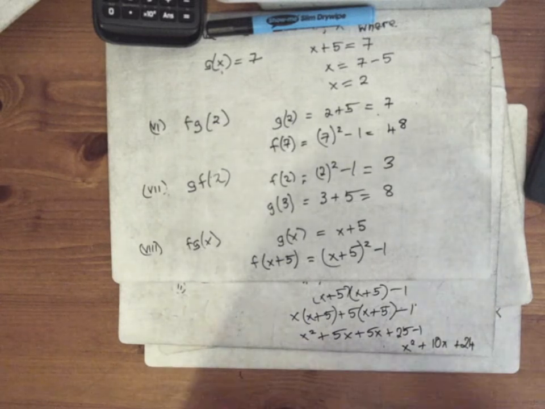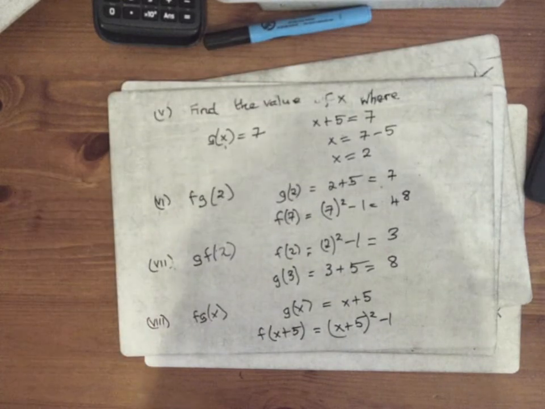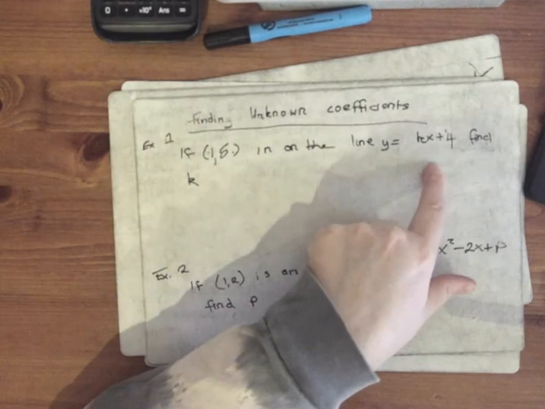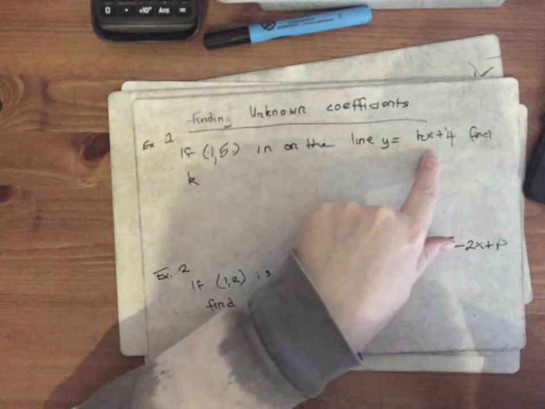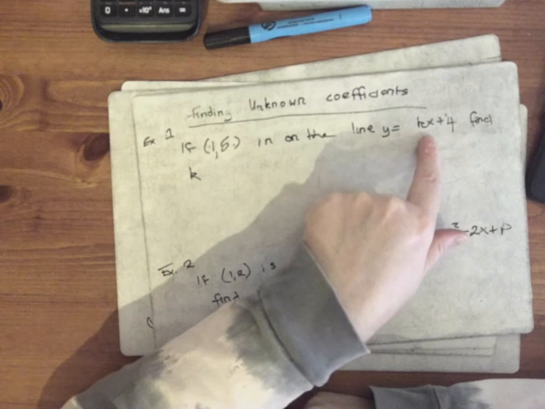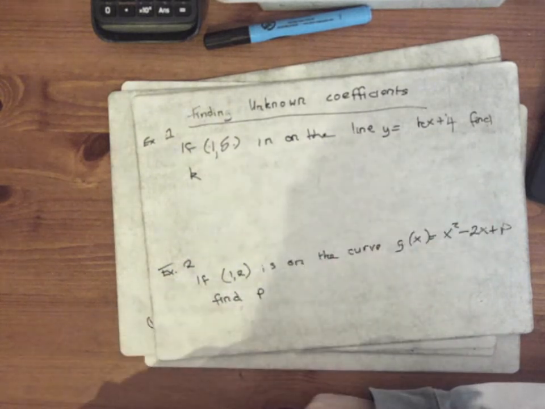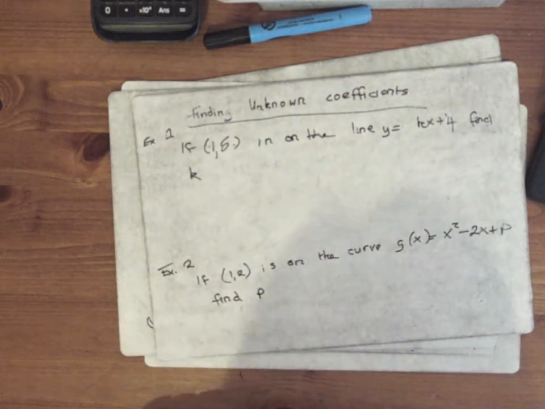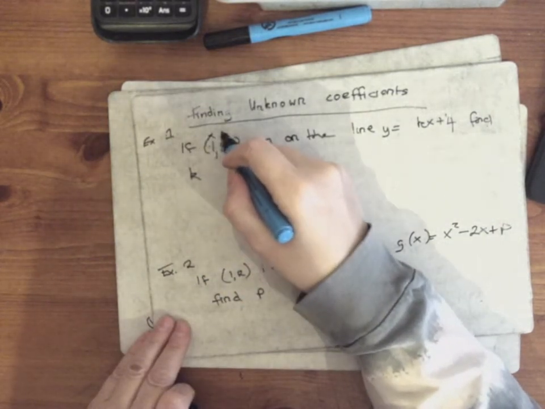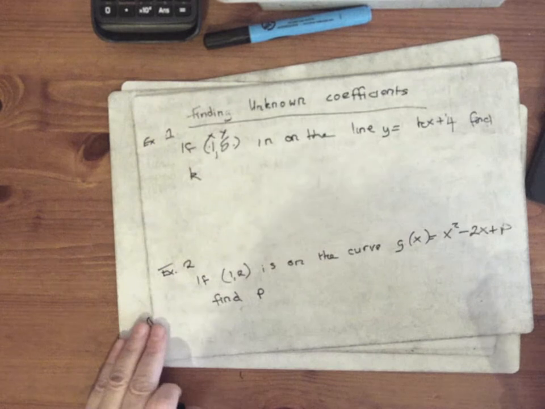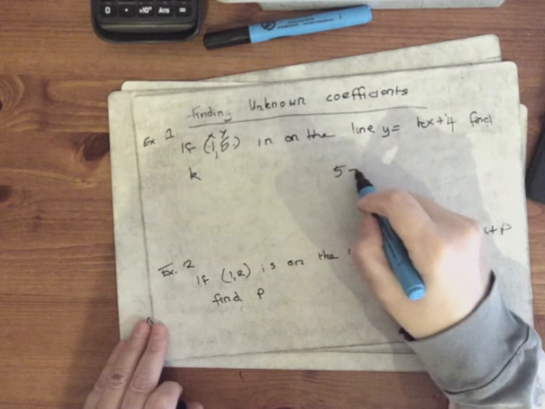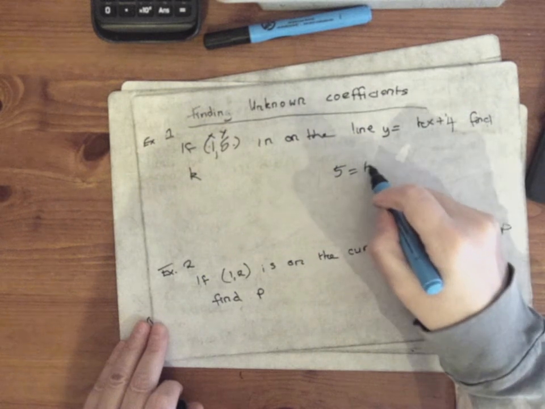The last section in this chapter was finding unknown coefficients. So you're given the equation of the function, but there's a bit missing. As in this case, there's a number in front of the x and we don't know what it is, right? And we have to find out what it is. Okay, so they give you a point. So everywhere I see an x, put in a 1. Everywhere I see a y, put in a 5. So in that, instead of that y, put in a 5. Instead of that x, put in a 1.